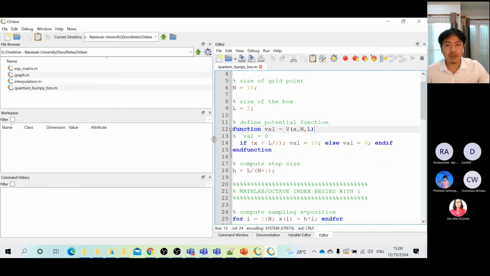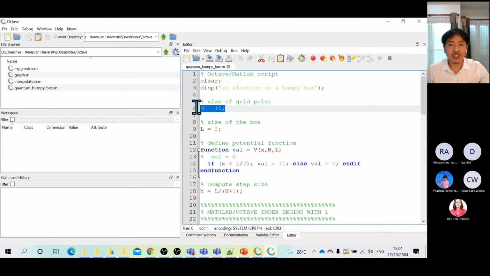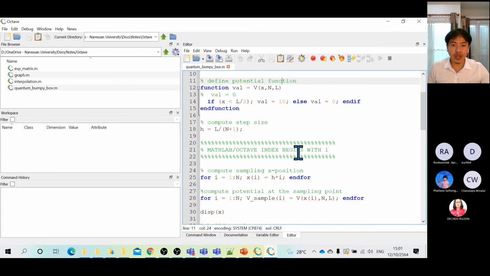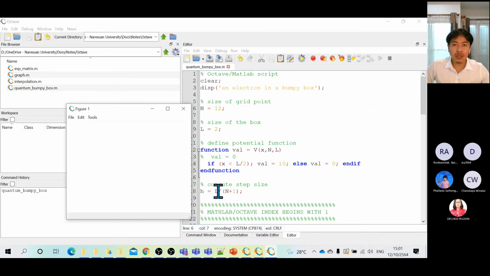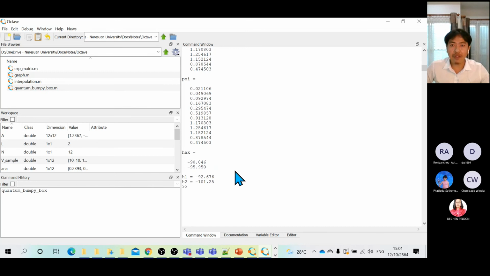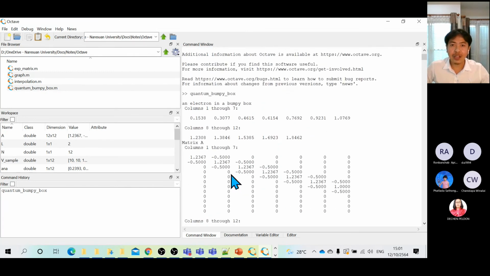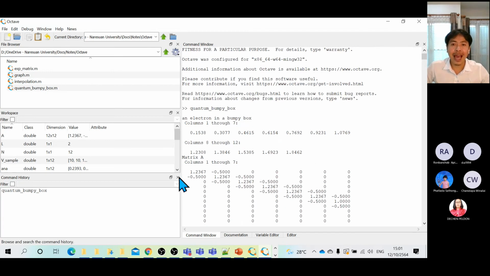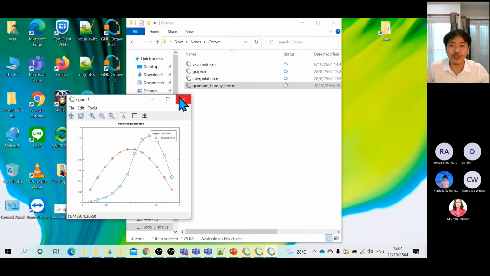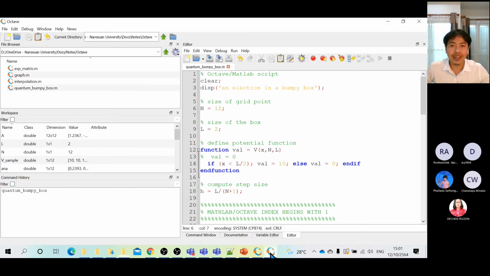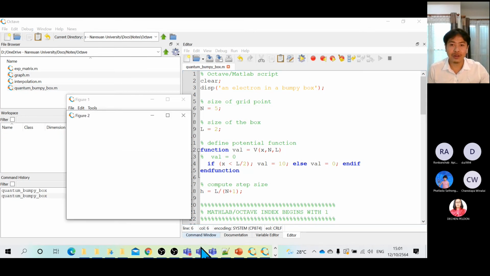Anyway, it's the same concept as before. You define the n, define the length of the box, and then you build your matrix. Let's run the code. Let's say I use the 12 as before. I run the code, and I have that comment here. That is, 12 is too big. I can't see the matrix. Let me change it to some smaller number. Let's make it only 5 points. Okay, 5 points. There you go.